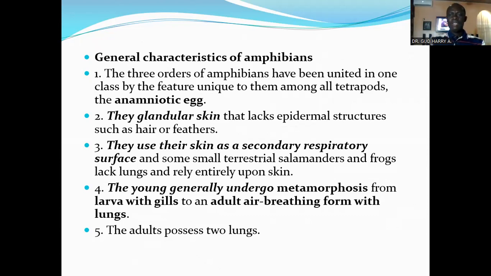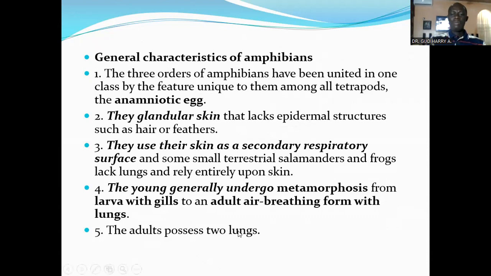The fourth characteristic of the amphibians is that the young generally undergo metamorphosis from larva with gills to an adult air-breathing form with lungs. They undergo metamorphosis. Metamorphosis basically refers to a series of marked changes that occur in an organism. So changes in form from one form to another, from the juvenile larval stage to an adult form. The juveniles of the amphibians make use of gills for respiration, while the adults make use of lungs for breathing of atmospheric air.